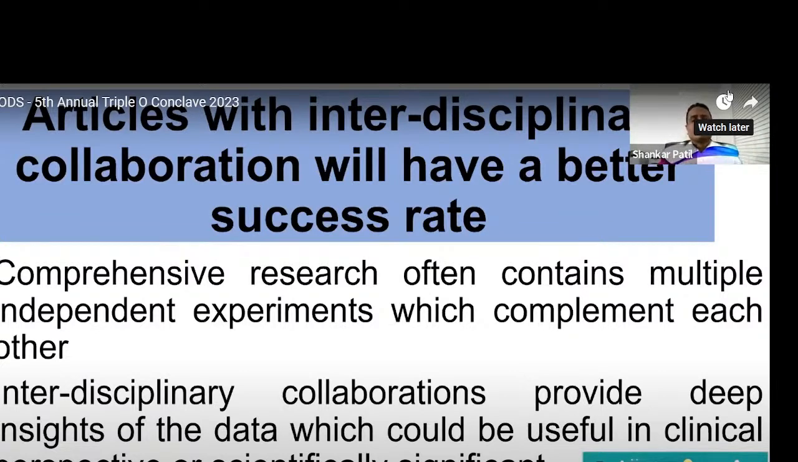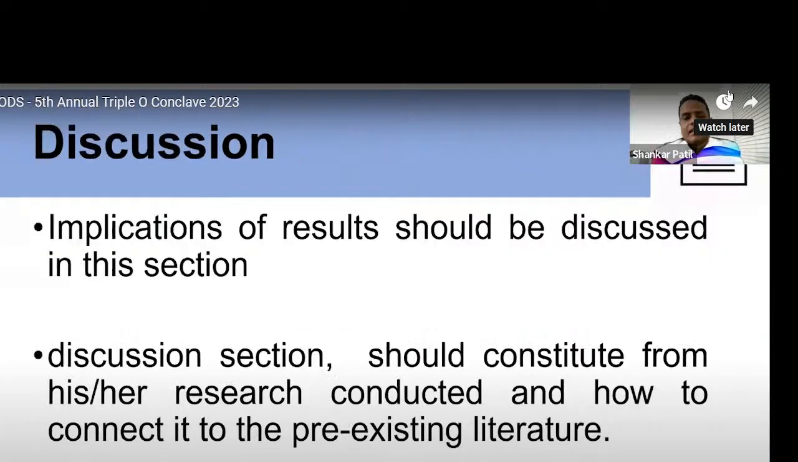Interdisciplinary collaboration is very important. You have to be very open for collaboration. If you are not, then whatever data you have produced will remain in a laptop only. It will never see the light at the end of the day.